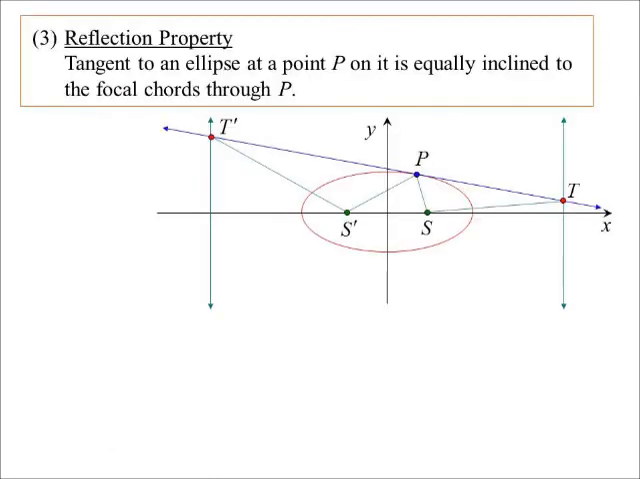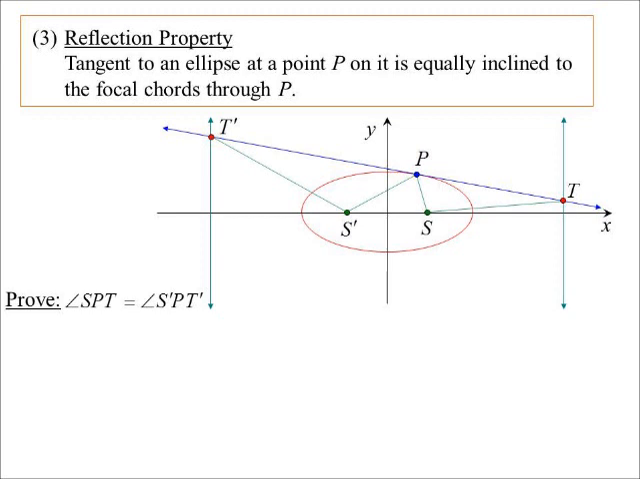The reflection property. You may remember the reflection property with the parabola. Well, all conics have a reflection property. So the tangent to an ellipse at a point P is equally inclined to the focal chords through P. Again, let's draw a picture to make sense out of what that's saying. The reflection property technically is about the normals, but obviously if we prove those tangents are equally inclined, then the normals must be as well.